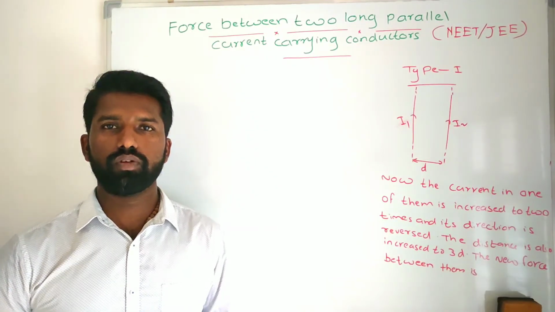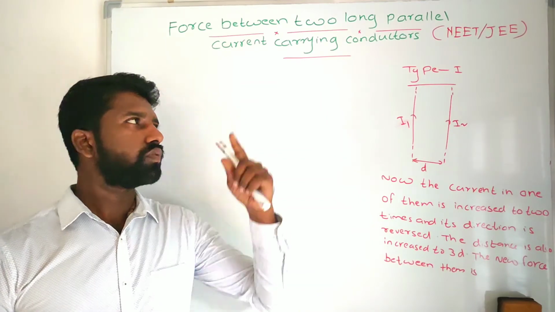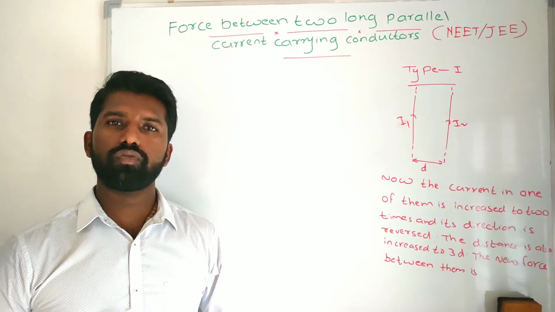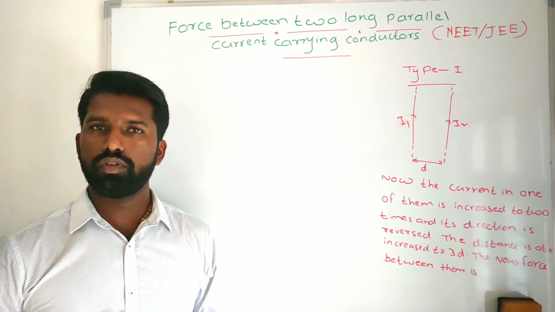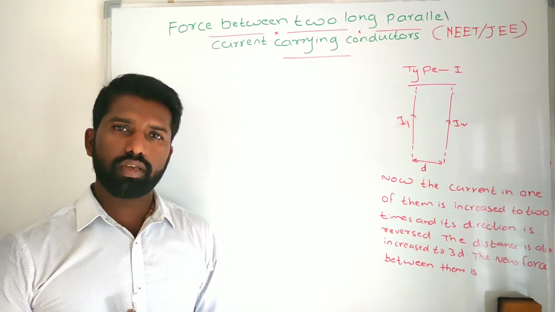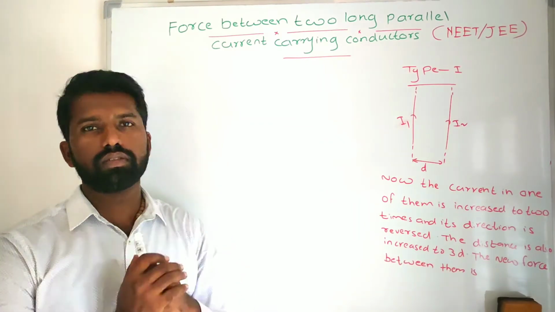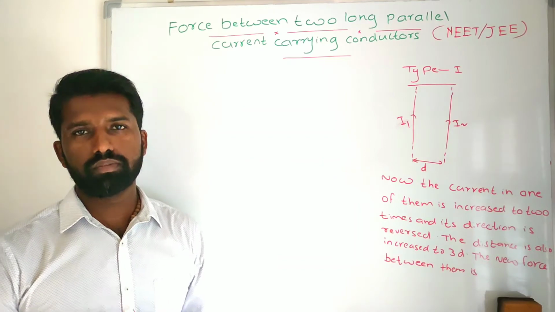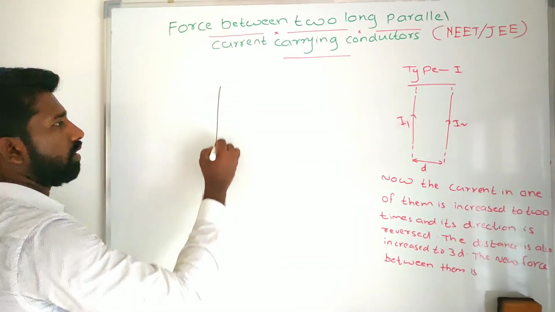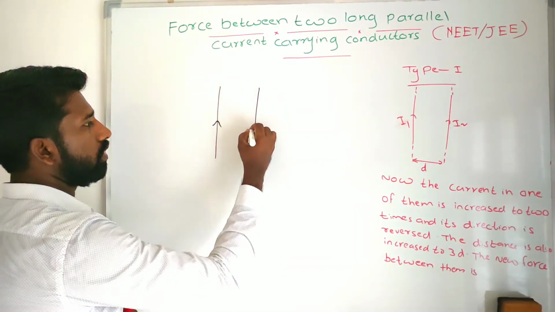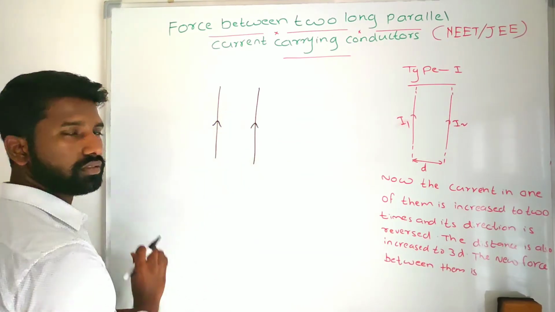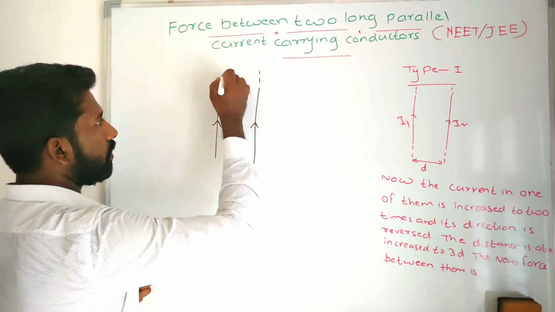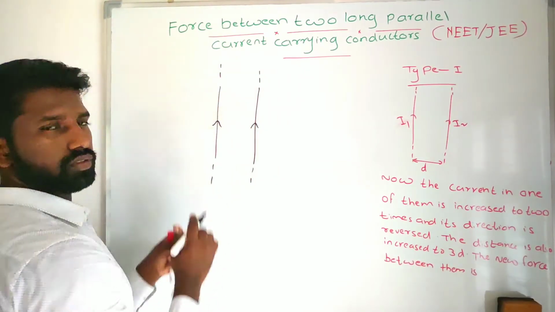In this video, I am going to discuss the force between two long parallel current carrying conductors for NEET and JEE. If two current carrying conductors are placed some distance apart, there will be a force between them. If the currents are going in the same direction, like this, the force is attractive. That means these two current carrying conductors attract each other.